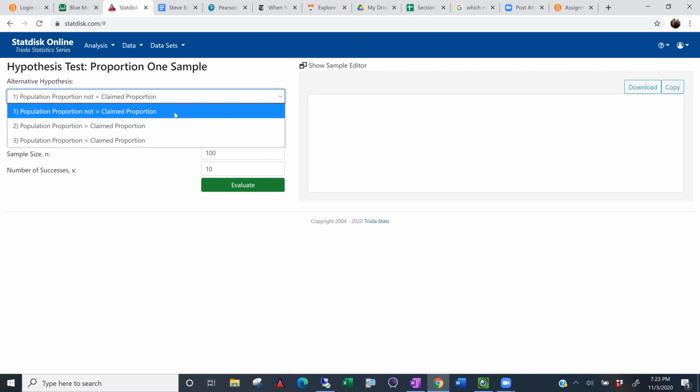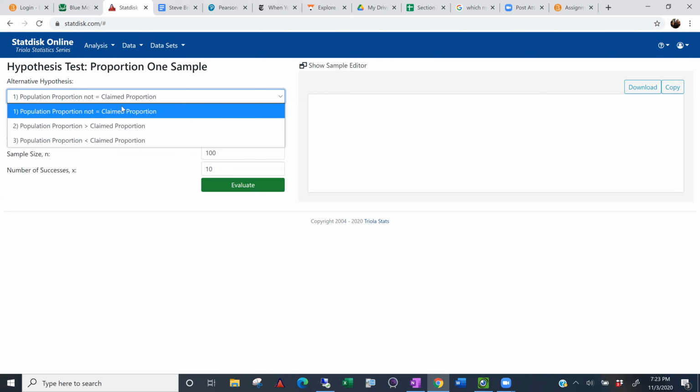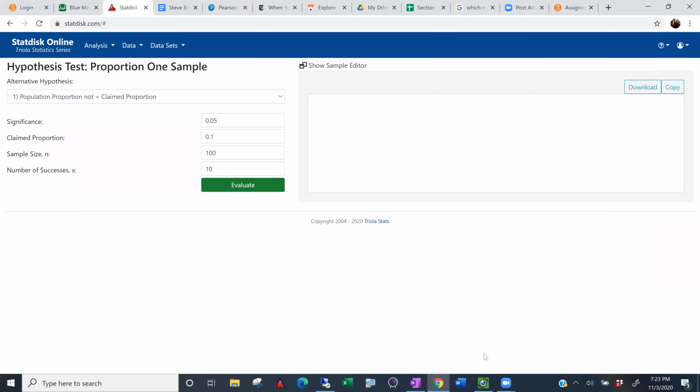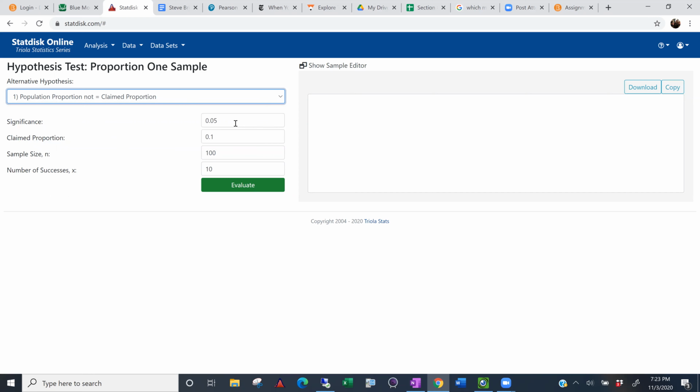So this one is proportion is not equal to the claimed proportion. This one's greater than, this one's less than. Which of these three matches what I have here? First one, second one, or third one? Third one. Or first one, first one. First one? Okay, I agree there. So it's the first one, so leave that there.